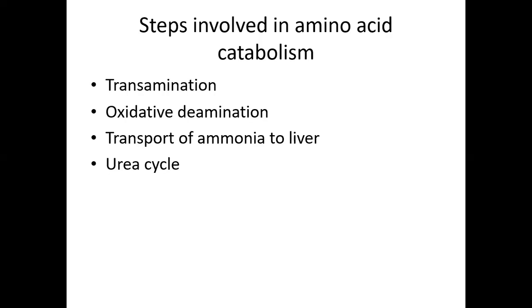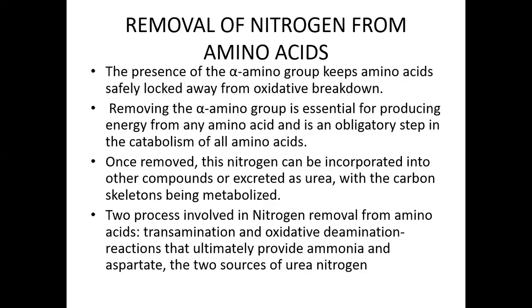There are steps involved in the catabolism of amino acids. We look at the transamination reaction, the oxidative deamination, the transport of ammonia to the liver, and also the urea cycle. So how is nitrogen removed from the amino acids? Now we are going to look at how the body removes nitrogen from the amino acids.